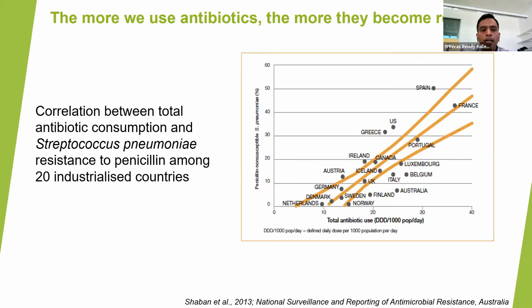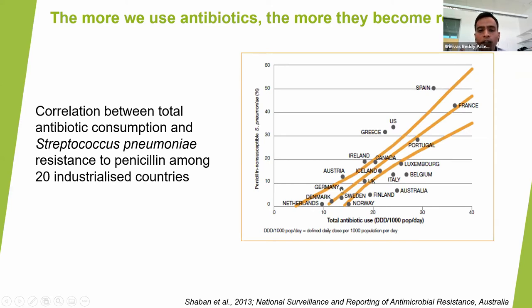And here is a graph that shows the use of antibiotics in around 20 industrialized countries. This graph shows the number of doses per 1,000 people taken per day, and the development of penicillin resistance of Streptococcus pneumoniae. If you look at this graph, we see that there is a direct correlation between antibiotic use and the development of resistance.